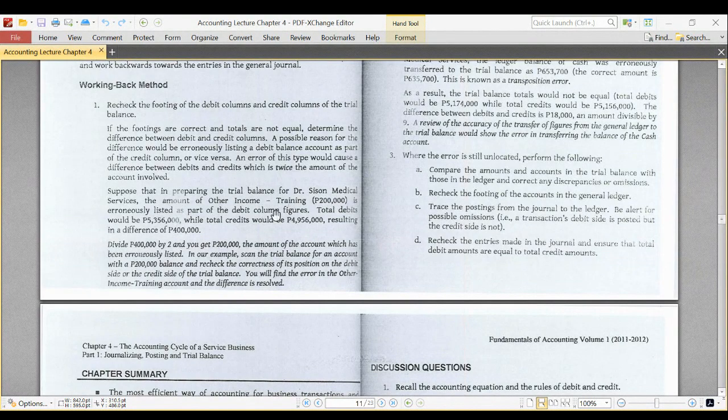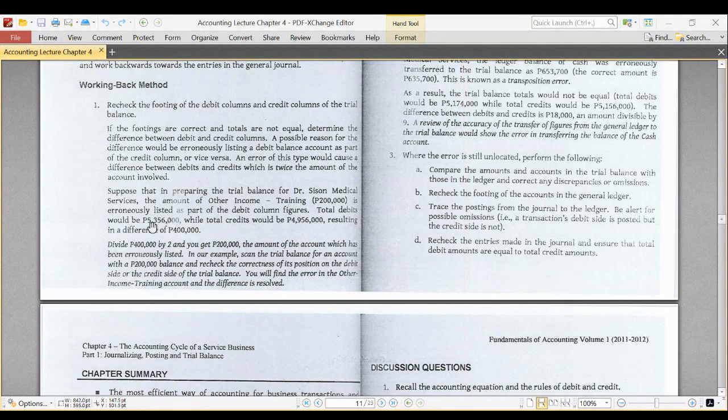The amount of other income, 200,000, is erroneously listed as part of the debit column figures. Oh, di ba, anong normal balance sa income? Credit, di ba? Pero saan na nalagay? Sa debit side. So, ibig sabihin, mas malaki si debit side kaysa sa credit side.